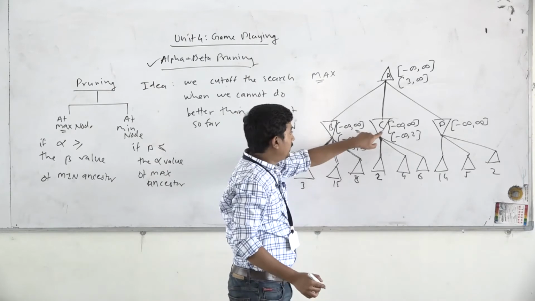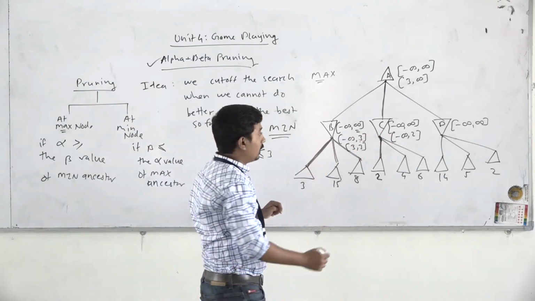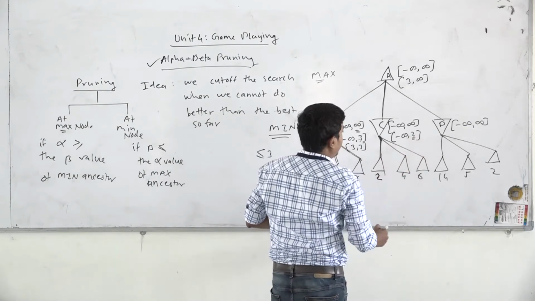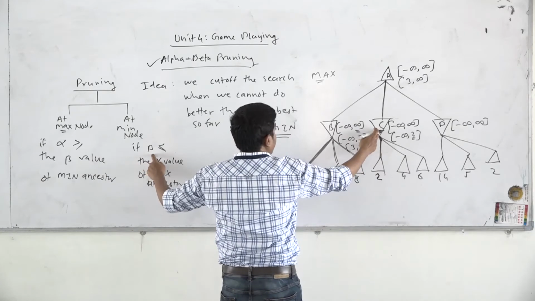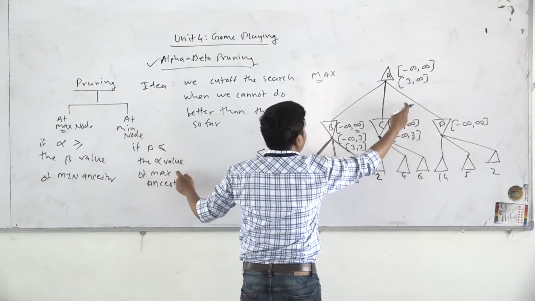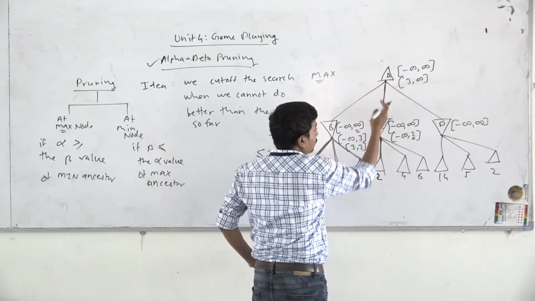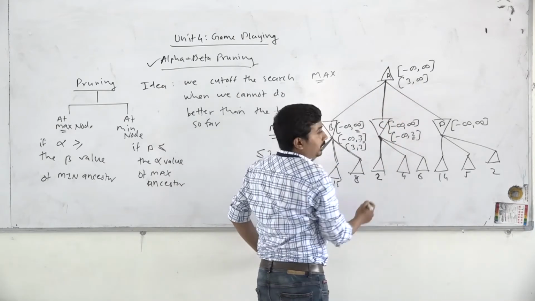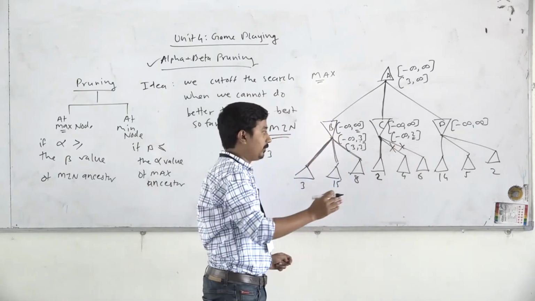Now at this min node, check whether pruning is possible or not. The beta value of the min node at this moment is less than the alpha value of its max ancestor. Its max ancestor is this one. 2 is less than 3, so we can prune this branch, all the remaining branches.